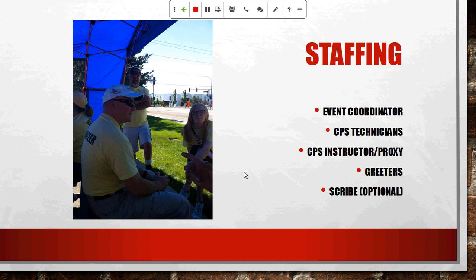And if possible, try to have an instructor or a technician proxy available to do seat sign-off at your event. This will ensure a greater level of safety for all people leaving the checkpoint, and it may provide incentive for technicians to volunteer if they're in need of seat sign-off for their recertification.